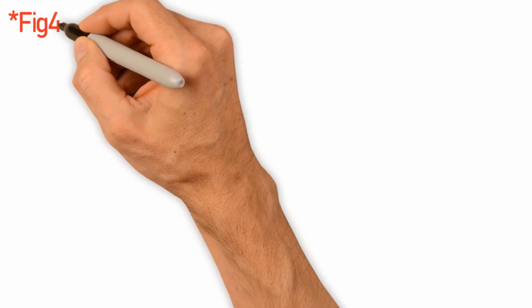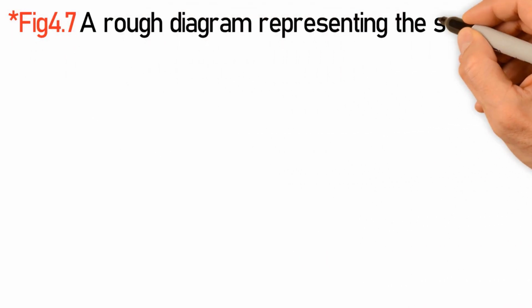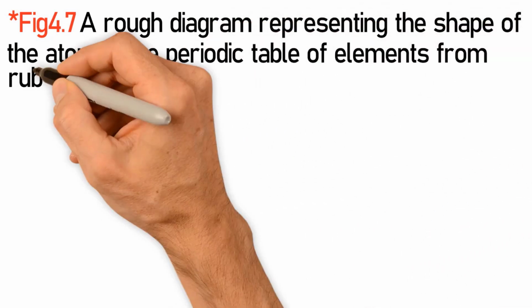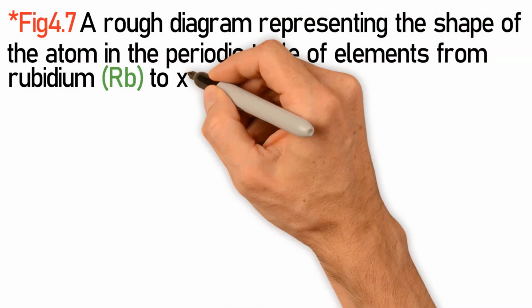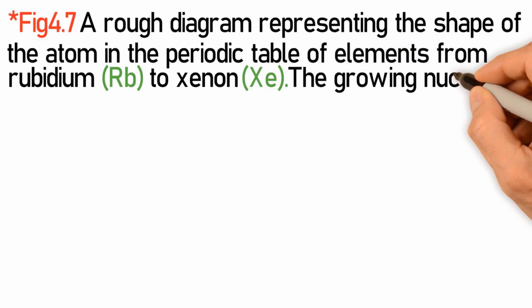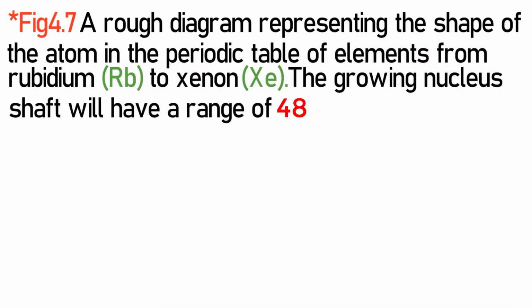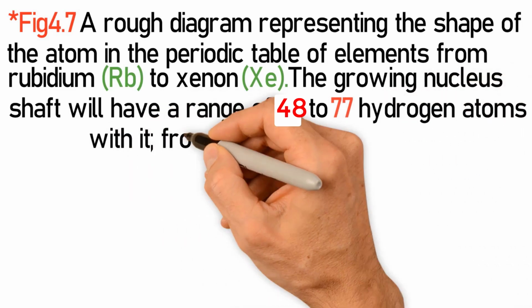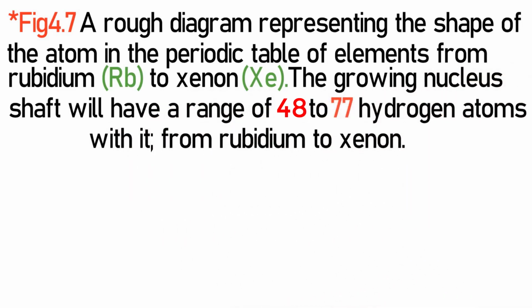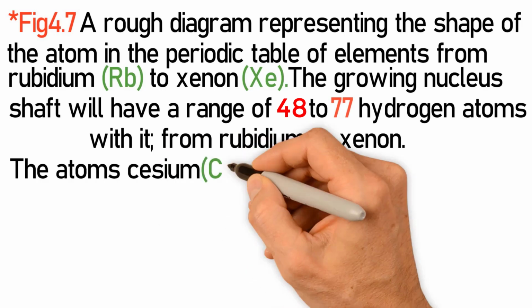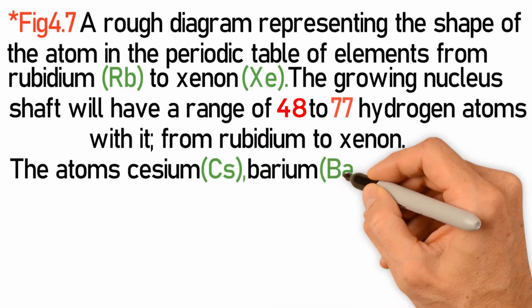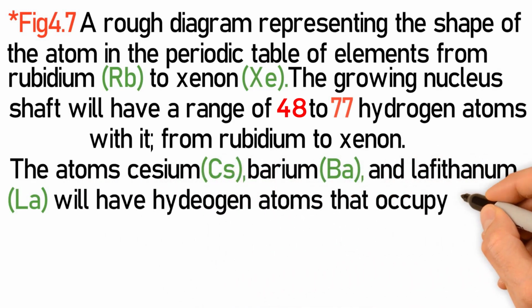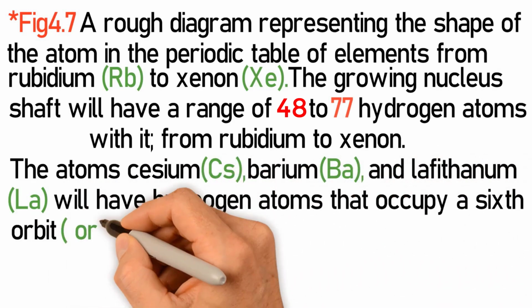Figure 4.7, a rough diagram representing the shape of the atoms in the periodic table of elements from rubidium, Rb, to xenon, Xe. The growing nucleus shaft will have a range of 48 to 77 hydrogen atoms within it, from rubidium to xenon. The atoms cesium, Cs, barium, Ba, and lanthanum, La, will have hydrogen atoms that occupy a sixth orbit, orbit C'.